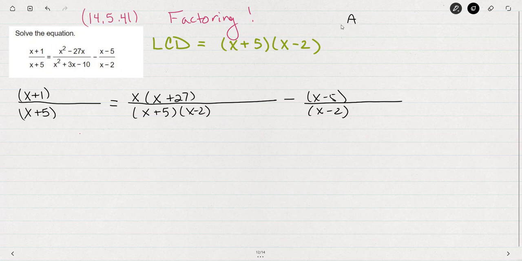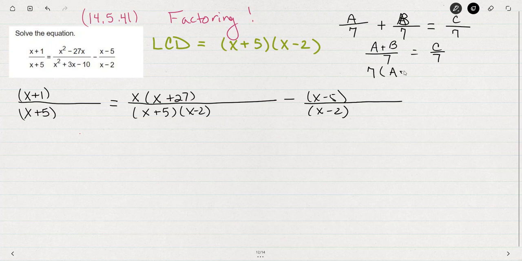Here's a fraction practice that we have. If we have some value over a common denominator added to some other value over the common denominator, and that's equal to something with a common denominator, you see, we could add the A and the B. When this denominator is the same and I cross multiply, watch what happens. 7 times (A plus B) would equal 7 times C. Divide by 7, and what do I have? A plus B equals C.